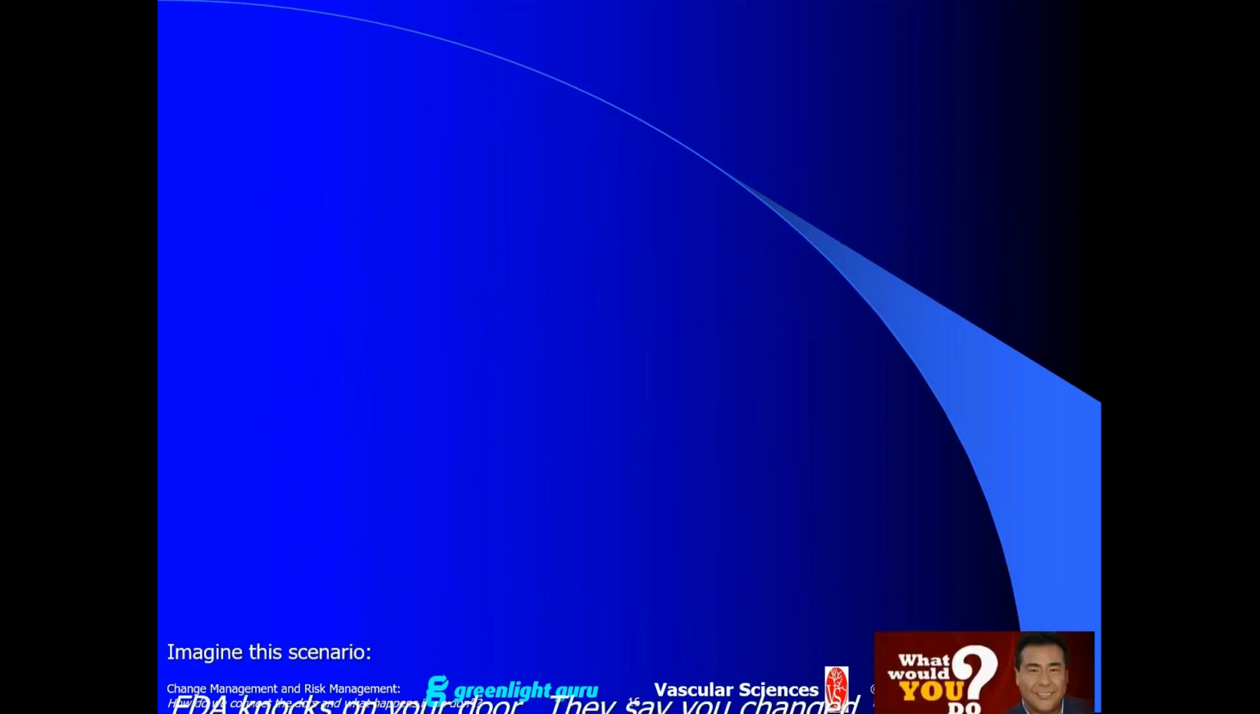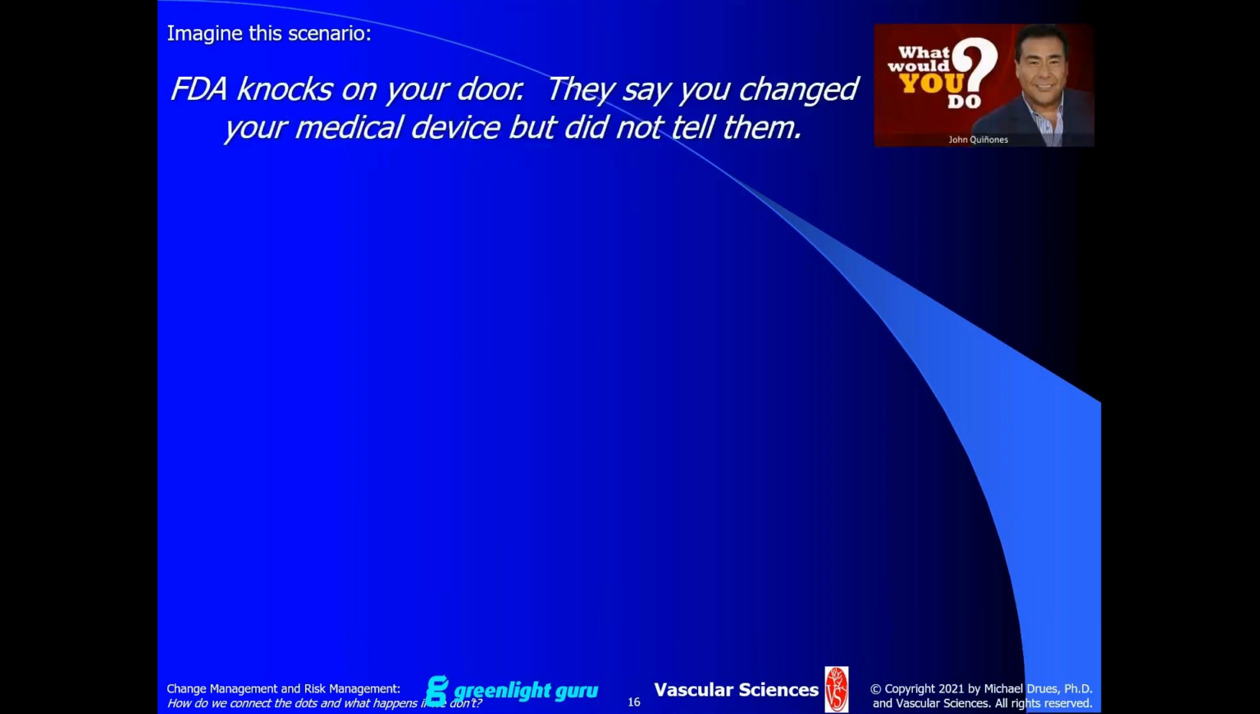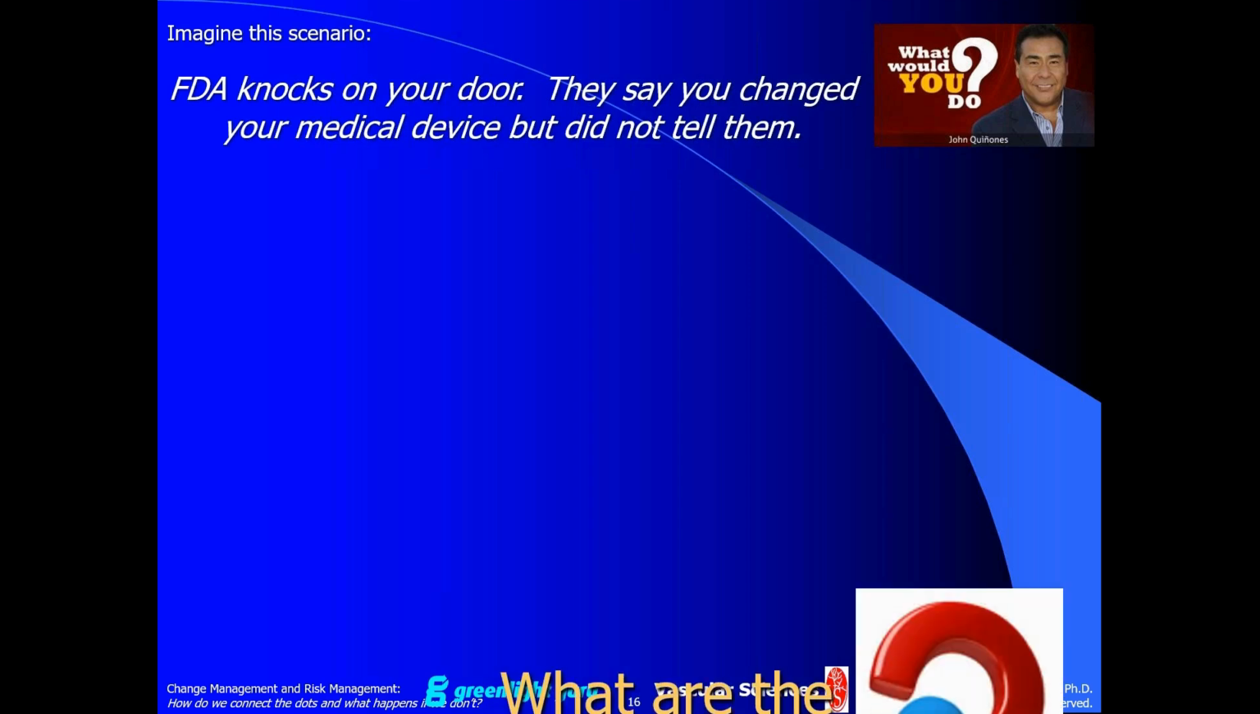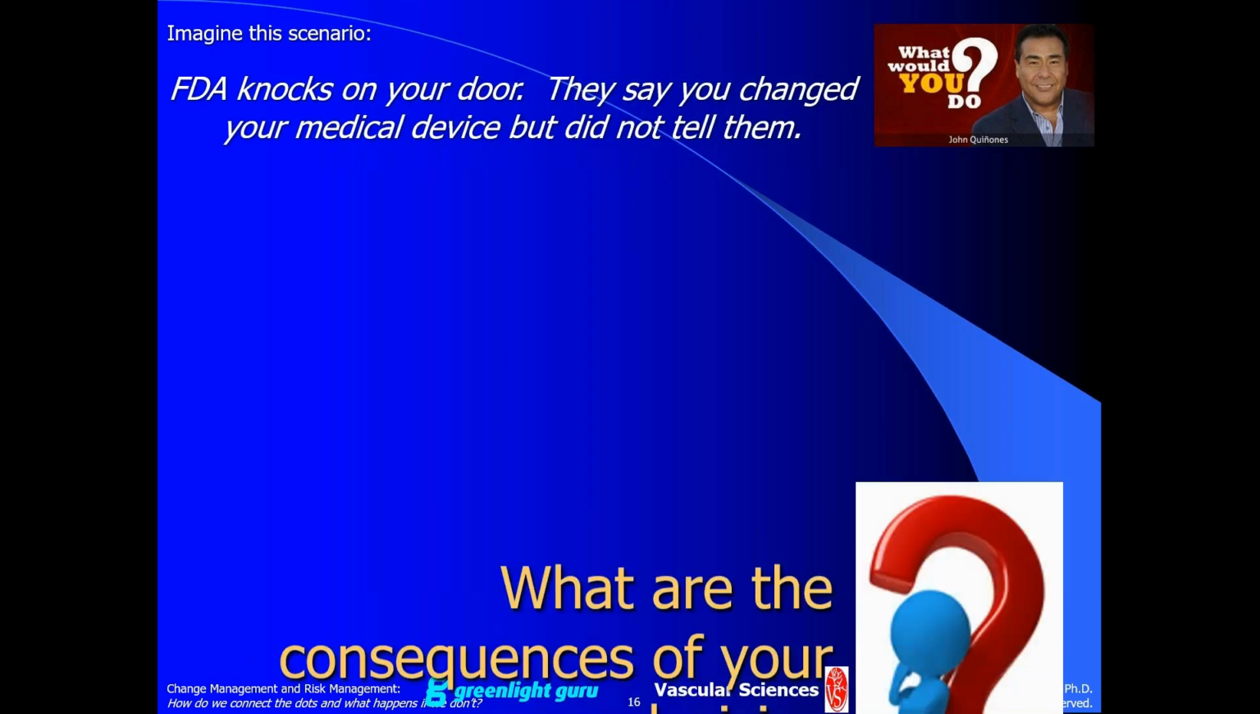So now as we get into the topic of change management, and then we're going to add the 2 together, risk and change together. Imagine this not so hypothetical scenario. FDA comes knocking on your door one day, they say that you changed your medical device but you didn't tell them, and they say, hey, what the heck is going on here, right? So what are the consequences of that decision?